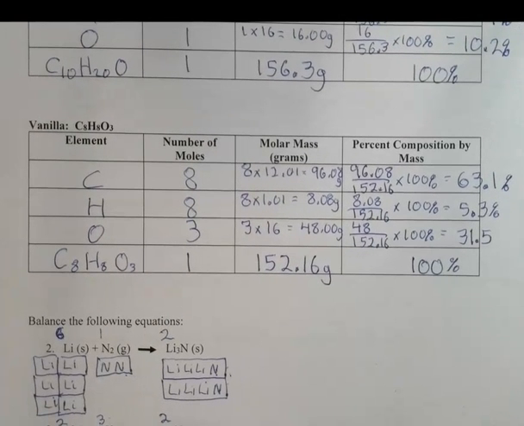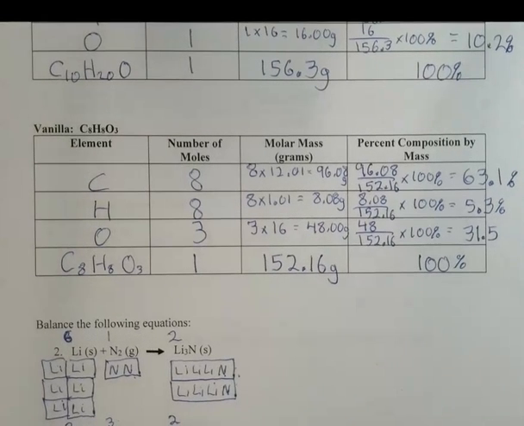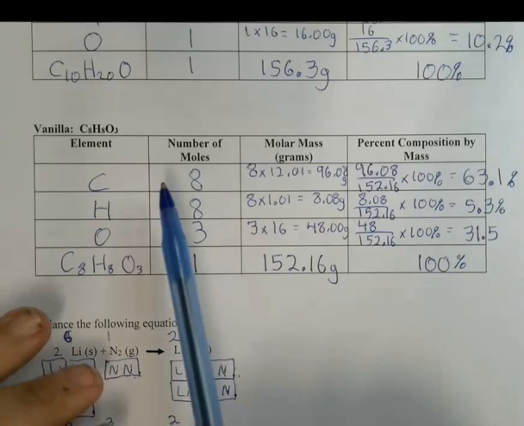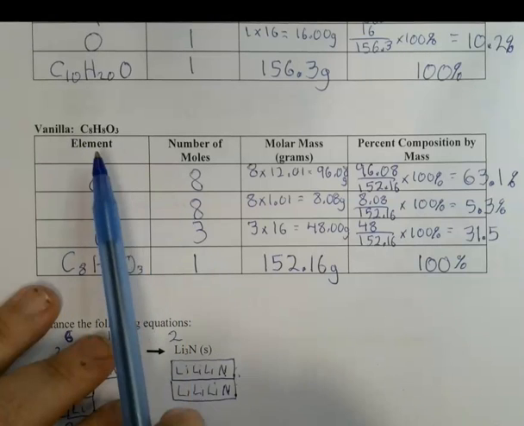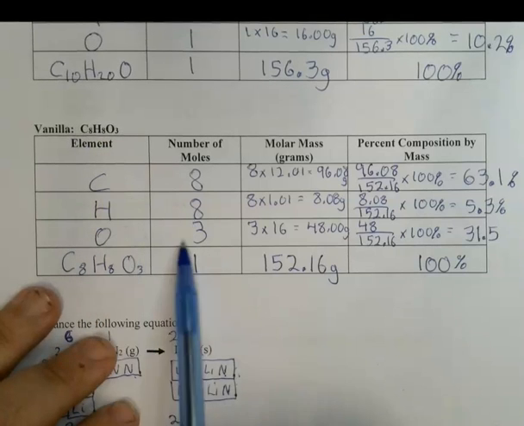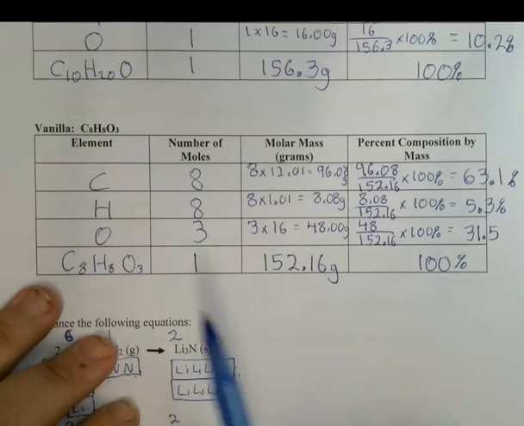And now we're doing vanilla. It looks fairly similar. It's only different by a couple of carbons and quite a few hydrogens actually, and a few oxygens. But that actually yields an entirely different reaction with your tongue to give you a different flavor. So carbon, you have 8 moles of carbon based on this right here. You have 8 moles of hydrogen, and you have 3 moles of oxygen based on that.